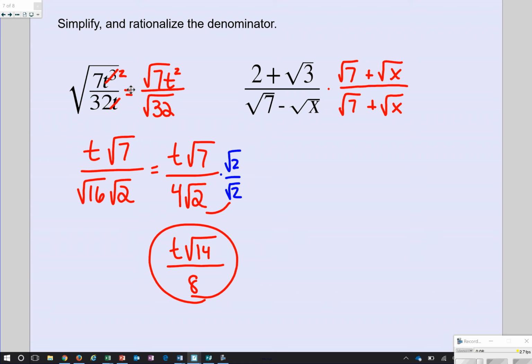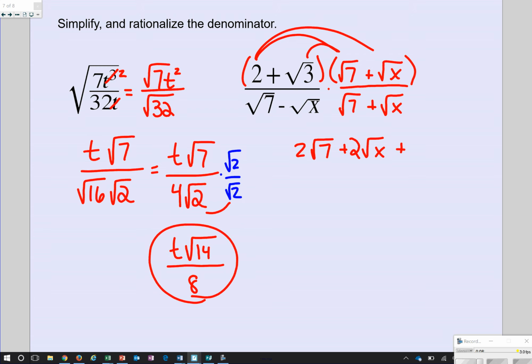So let's do this multiplication. And remember that we're distributing. 2 times the square root of 7 is 2 square root of 7. Plus 2 square root of x, plus the square root of 21, plus the square root of 3x. And though that looks complicated, we're at least on the right track because now we're going to be able to rationalize the denominator. Let's do that.